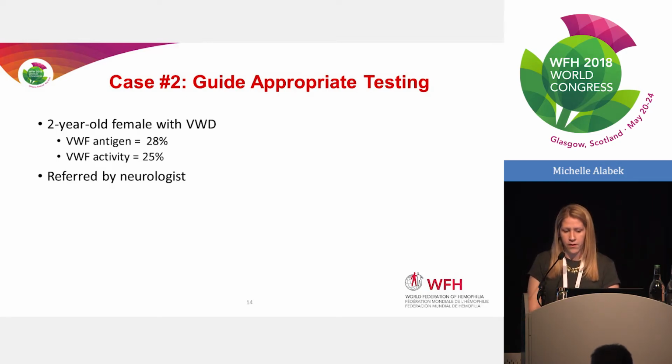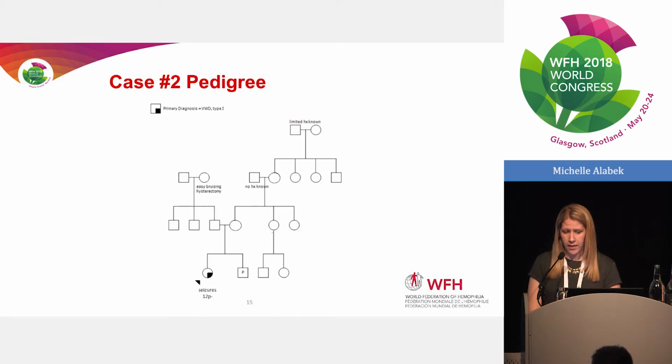The second example is how taking a family history and asking specific questions can really guide what appropriate testing is available for the family in front of you. So a 2-year-old female was referred to our clinic with a diagnosis of von Willebrand disease. She had an antigen of 28%, an activity of 25%, and she was referred by her neurologist. So we go in and take the pedigree. There's no other family history of bleeding that's reported. We ask all the specific detailed information, but we do note that mom is currently pregnant, which is something that we can help to address with her.